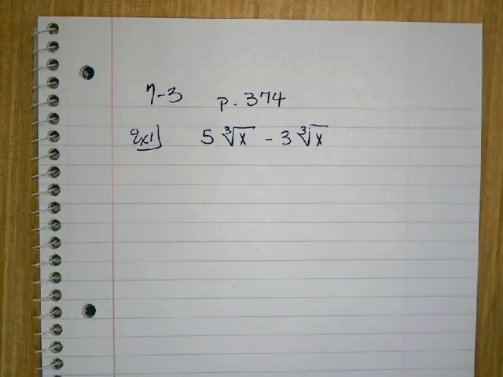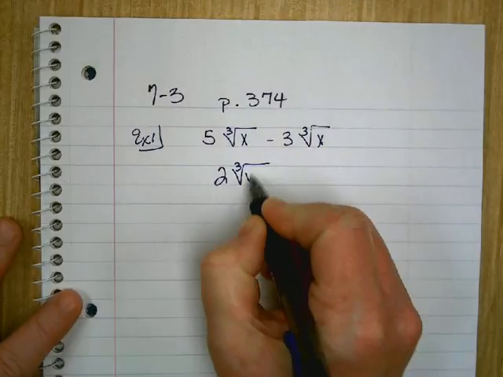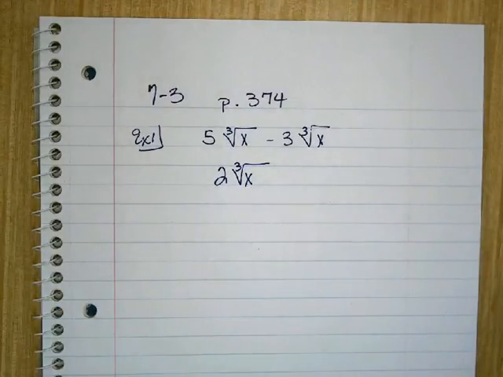So I have 5 times the cube root of x minus 3 times the cube root of x. So it's like having 5 and taking 3 away, and what are we left with? 2, and the radical part just tags along, 2 cube roots of x. So you can't subtract stuff under the radical? No, you can't subtract and add under the radical. You can only do it if the whole radical is the same, it's kind of like being a variable.